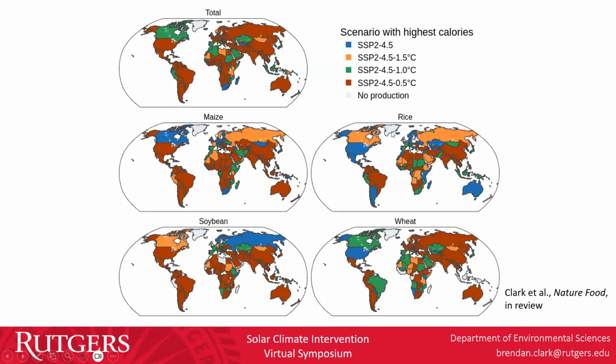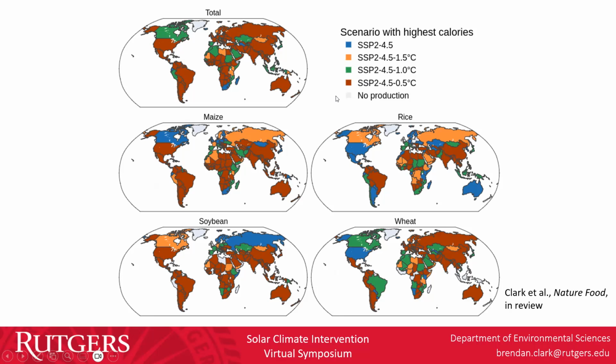So now, instead of looking at the global change, just looking at individual nations, which of these scenarios produces the highest calories from total production, all 4 crops, and then the crops individually. So you have in blue, it's just climate change, SSP2 4.5, and then in orange, going to 1.5 degrees above pre-industrial, in green, 1 degree, and then this sort of maroon is 0.5 degree above pre-industrial.